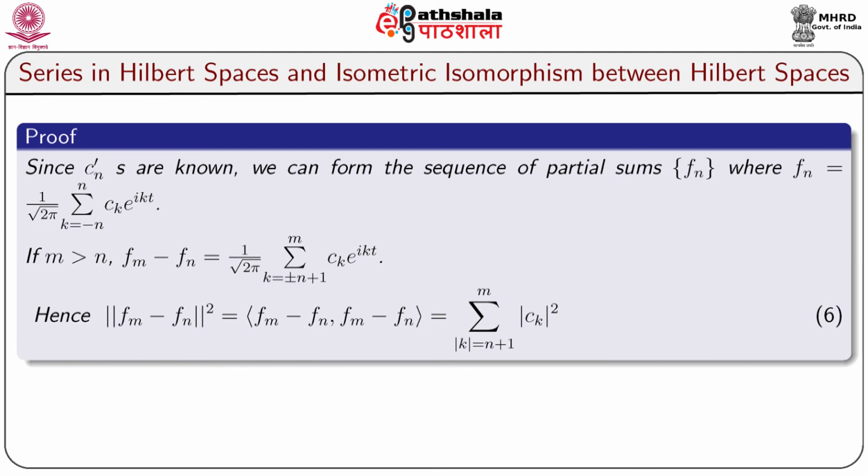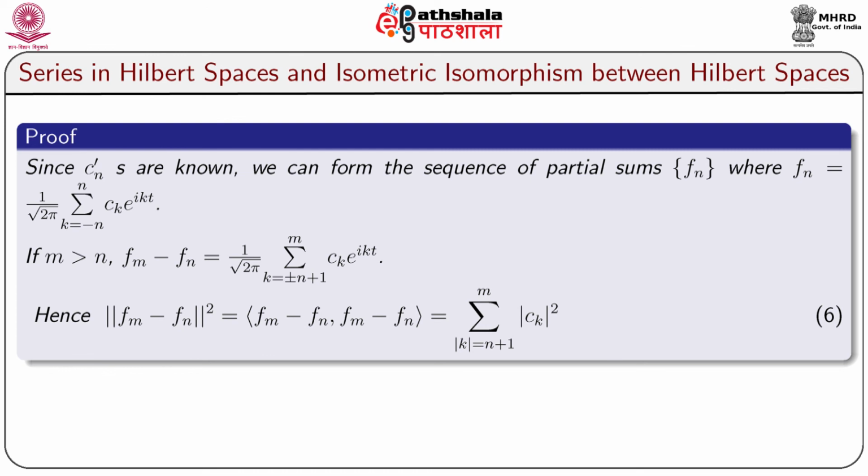Since Cn are known, that is the Fourier coefficients are known, we can form the sequence of partial sums Fn where Fn equal to 1 by root over 2 pi sigma k equal to minus n to plus n ck e to the power ikt. If m greater than n, Fm minus Fn equal to 1 by root over 2 pi sigma k equal to plus minus n plus 1 to m ck e to the power ikt.